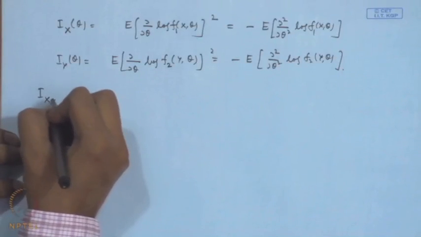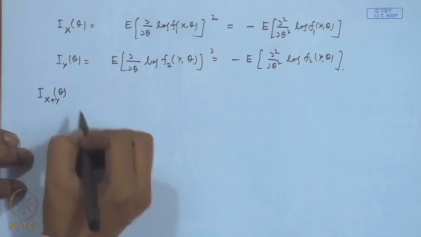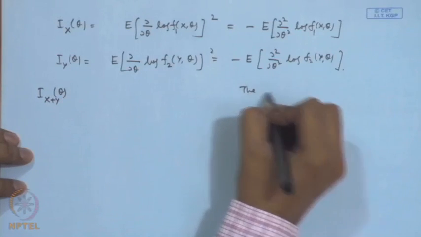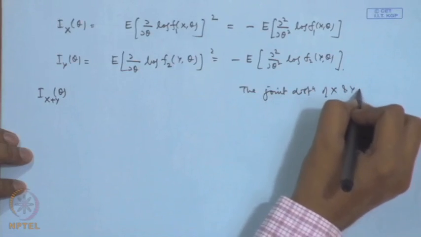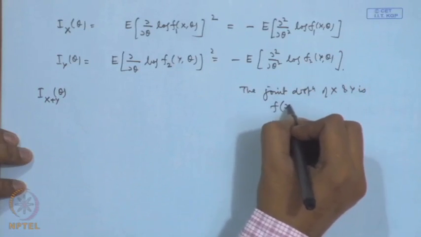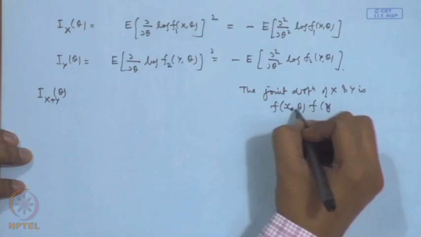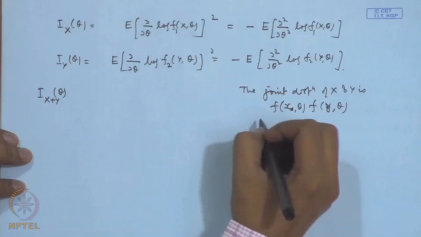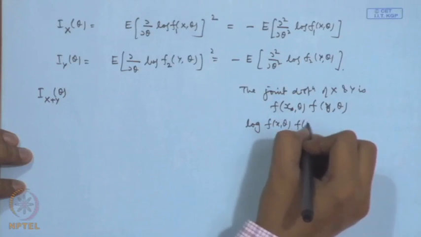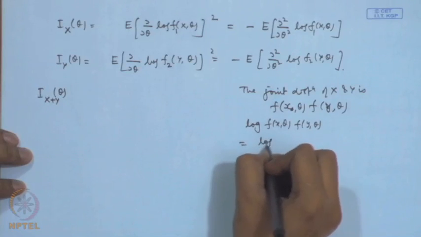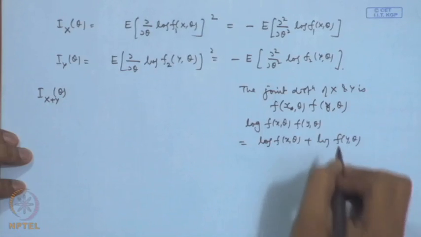Information in X plus Y. So, that means we will consider the joint distribution of X and Y. Because the distributions are independent, it is equal to the product of f_X(x; theta) and f_Y(y; theta). If I take the log of f_X(x; theta) times f_Y(y; theta), it is equal to log f_X(x; theta) plus log f_Y(y; theta).